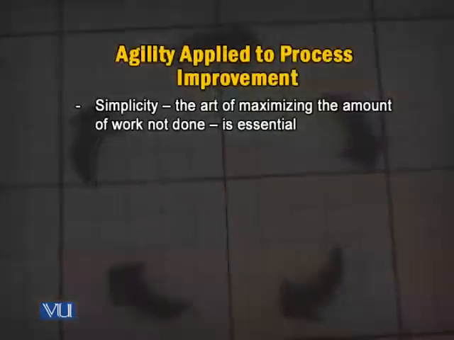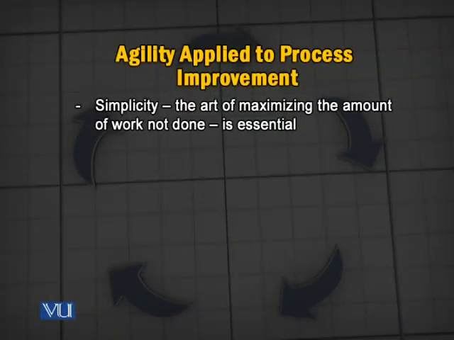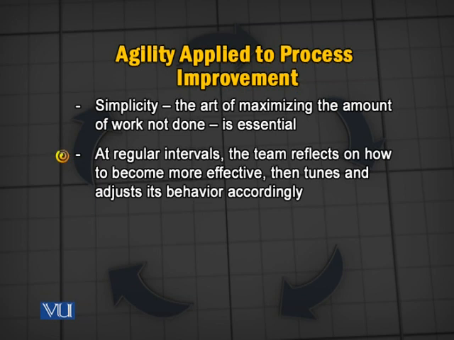So this is the difference: process improvement in agile methods, or agility as it is applied to software process improvement activities, is left more to the creativity and innovation of highly skilled professionals. Simplicity, the art of maximizing the amount of work not done, is essential, and at regular intervals the team reflects on how to become more effective, then tunes and adjusts its behavior accordingly.